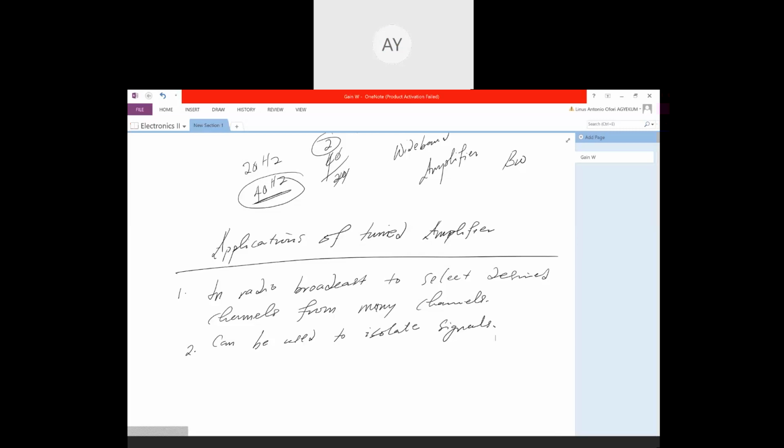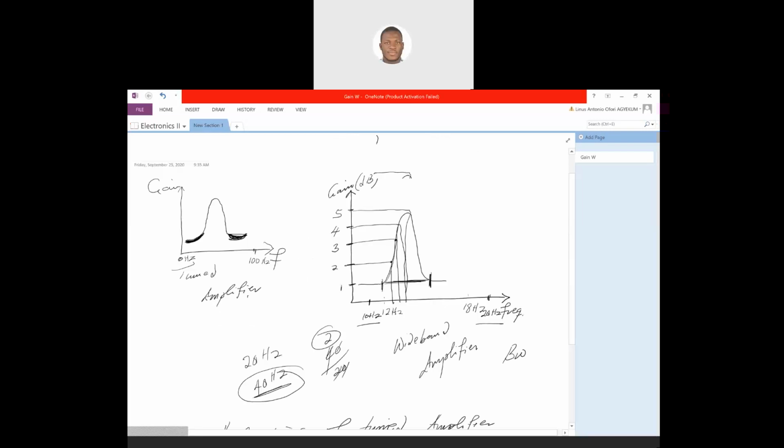But in the meantime, assignment 1 question 1, is there anything you don't understand or anything that is confusing you? My line was breaking, so I didn't get the fundamental differences between the wideband and the tuned amplifier.